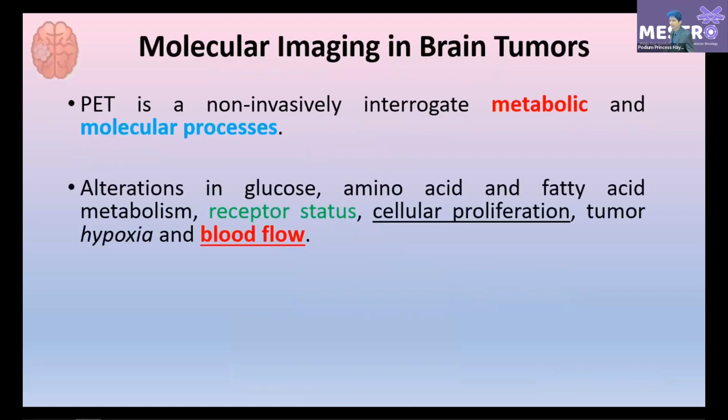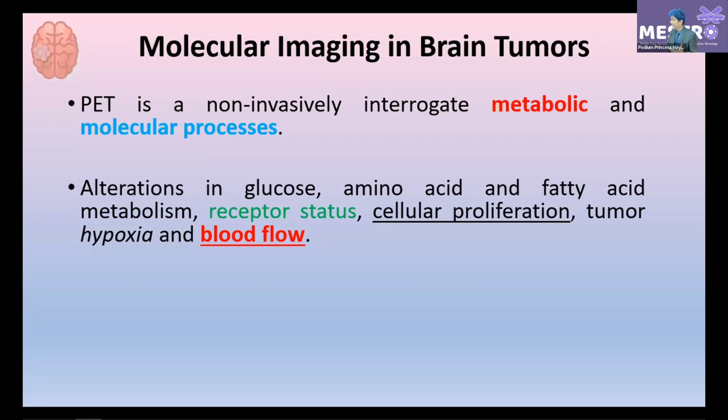So the next part is molecular imaging. How can molecular imaging be useful in a brain tumor? PET imaging integrates the metabolic and molecular processes. You can use it by seeing the alteration in glucose in the tumor, or you can see the amino acids in the tumor, or fatty acid synthesis in the tumor, or certain receptors which are present in certain types of tumors. For example, somatostatin receptors are present in neuroendocrine tumors, or cell proliferation.